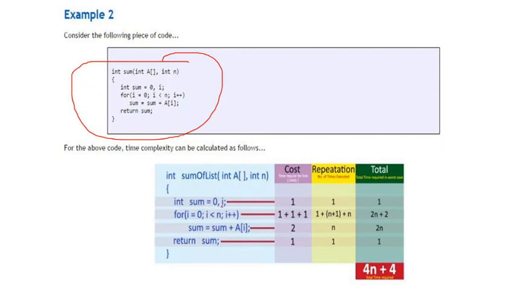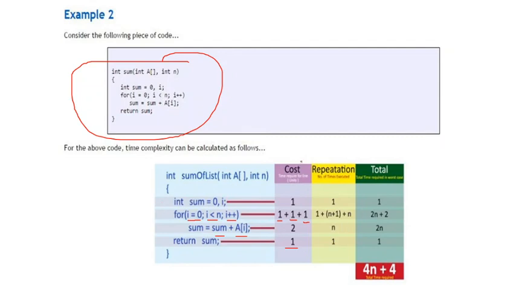Int sum is equal to 0 is a declaration, and it will take 1 unit of time. For i is equal to 0, i less than n, i plus plus: i is equal to 0 is taking 1, i less than n for checking the condition is taking 1, and i plus plus for incrementing is 1. Sum is equal to sum plus a[i]: this is 1 and this is 1, so total 2. And the last one is return sum, which takes 1 unit of time.